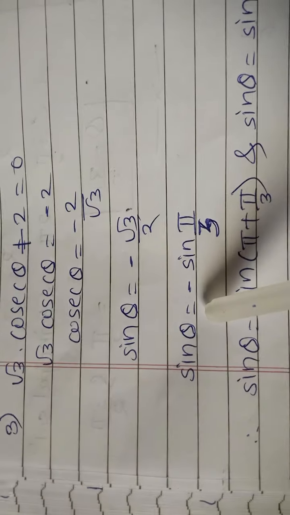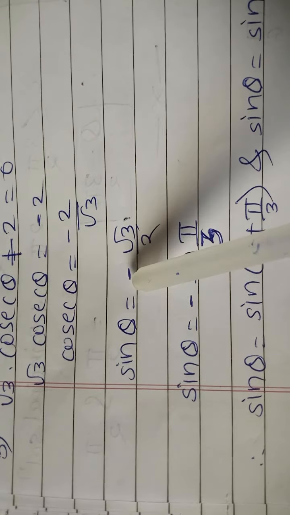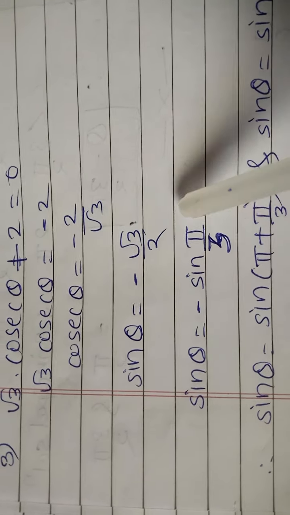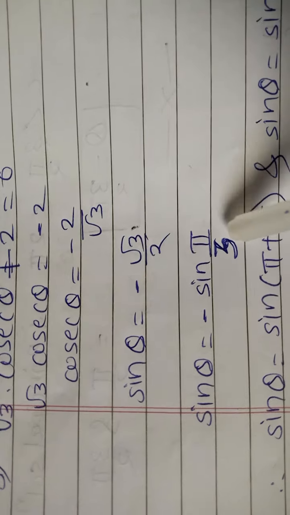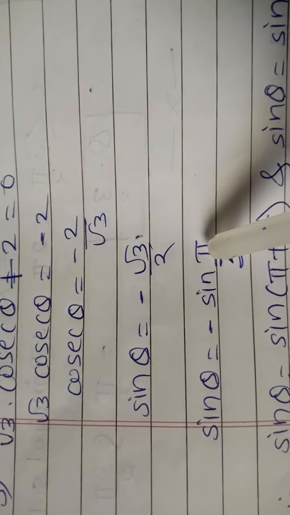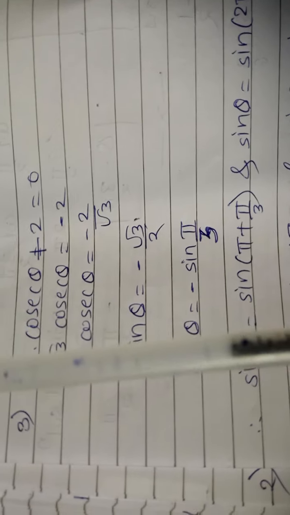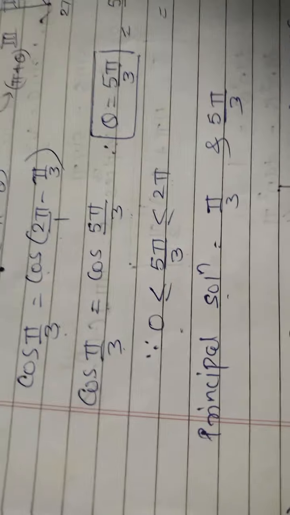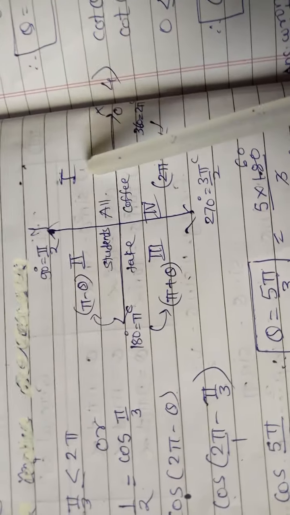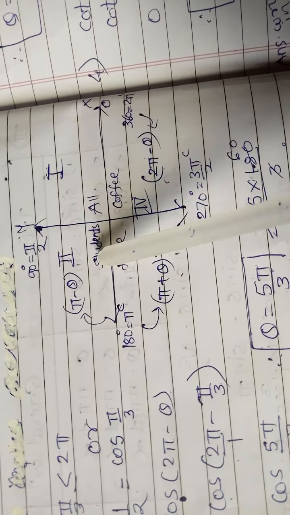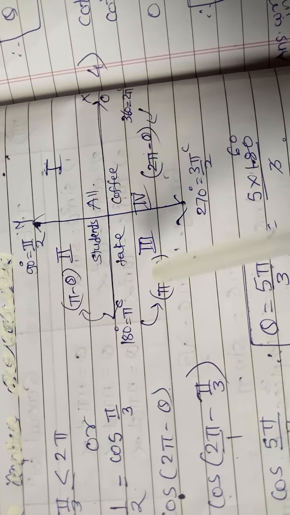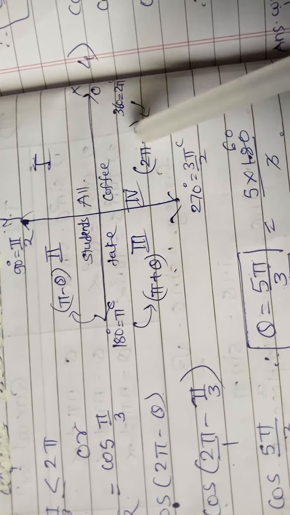Now again we write it like this, that is sin theta is equal to minus sin as it is. So which angle of sine has the value root 3 upon 2? It is 60. So we write the 60 in radian form, that is sin pi by 3. Now see in which quadrant the sign has a negative value. So see here, in the first quadrant it is positive, in the second quadrant it is positive. So in the third and fourth the sign has a negative value.